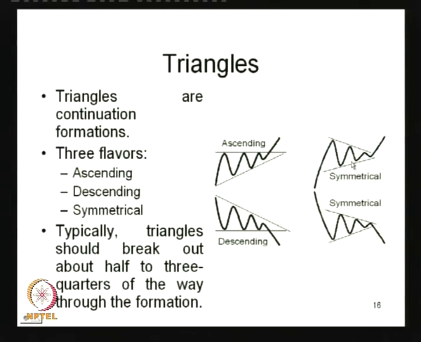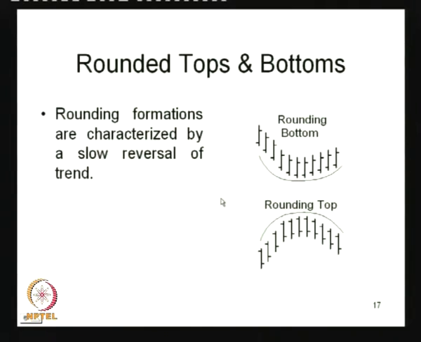What does this ascending, descending or symmetrical pattern show? It shows that typically the triangle should break out about half to three-quarters of the way through the formation. So if this trend prevails, we expect the price will go up, and if this trend is prevailing, the price will go down. And here there is a trading zone, where the price behavior is symmetrical. From this also the investor can decide what to do with that particular stock, whether we should buy it or whether we should sell it.